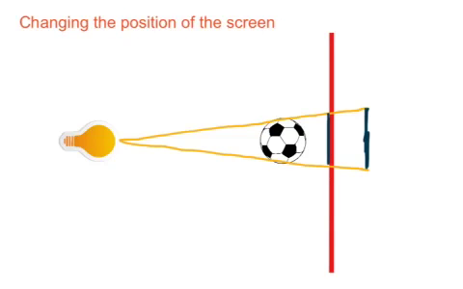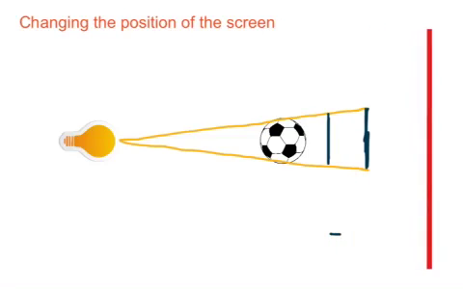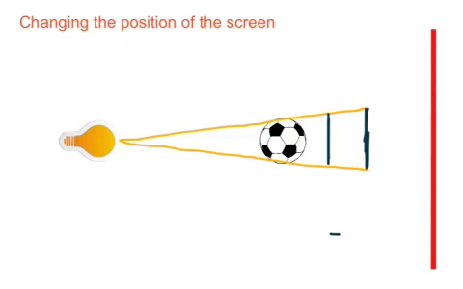smaller. And if I were to move the screen further away from the ball, then the shadow would become bigger. So, as the screen is moved closer to the ball, the size of the shadow actually decreases. And when the screen is moved further away from the ball, the size of the shadow increases.